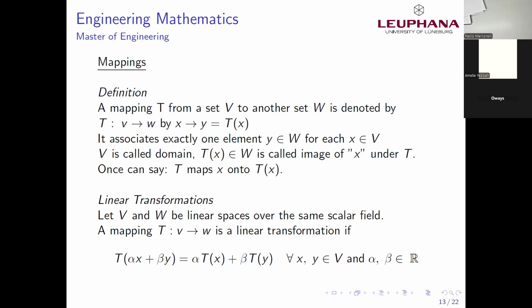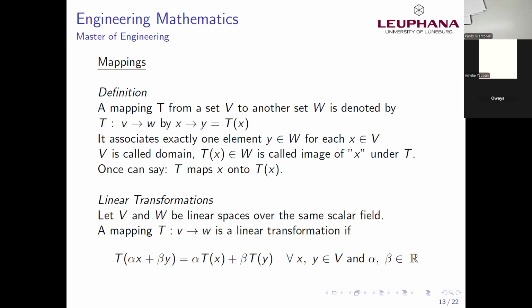V is called the domain. I don't know if you remember from school. T of x is called the image of x. Very important, we come back to this. Considering T of x under T, in other words, we say that T maps x into Tx. This means maps equals functions. It corresponds. It's not new, it's just a new word.